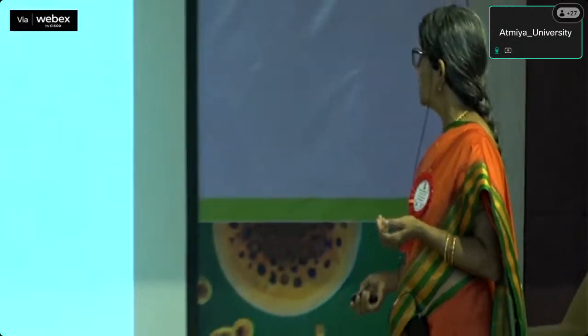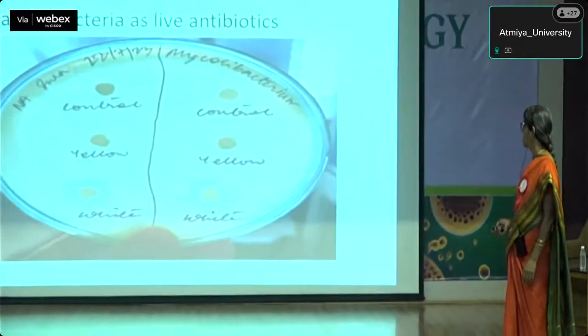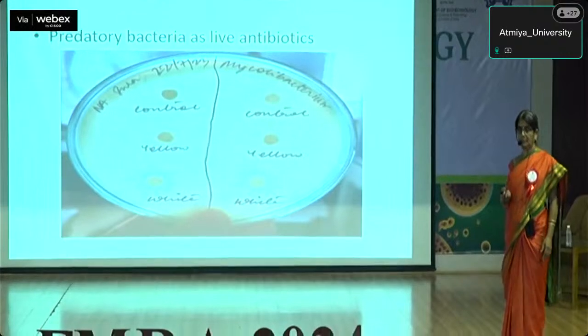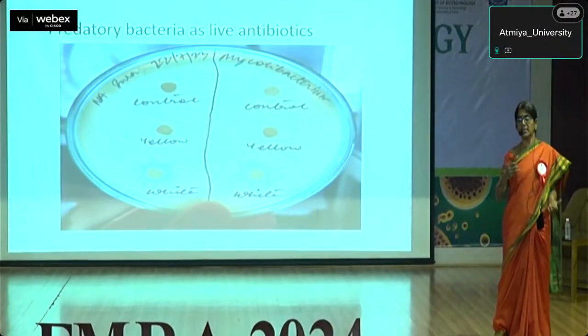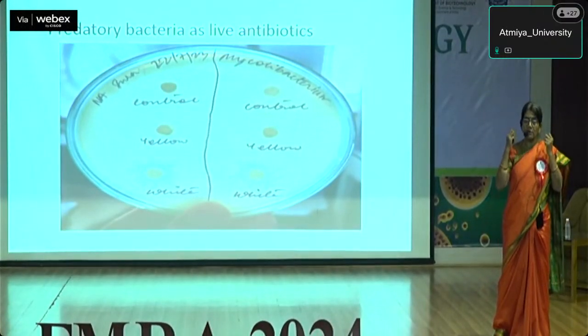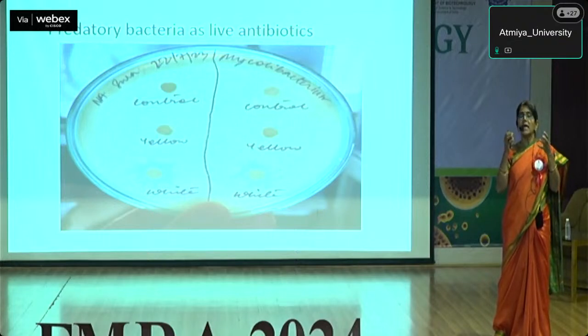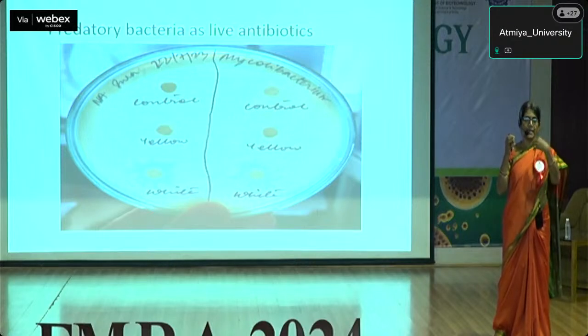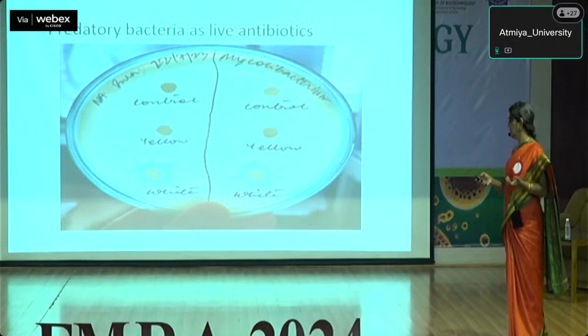be a problem. So for that, what you can do is, there are certain bacteria which eat other bacteria. They are called predatory bacteria. Eating means it's not that they are going to engulf and eat, but they produce certain enzymes which will solubilize the bacterium, and they take the nutrients and then they survive.